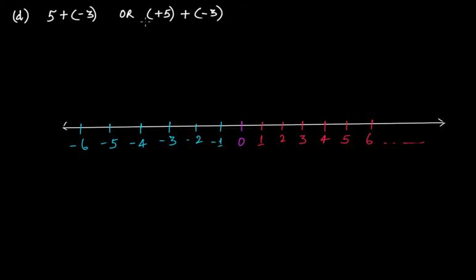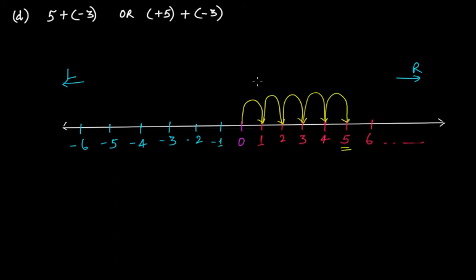Now this is plus 5. Therefore you will start jumping towards the right. If this is your right direction, this is your left direction. So jump towards the right. Take 5 steps. First step, second step, third step, fourth and fifth.